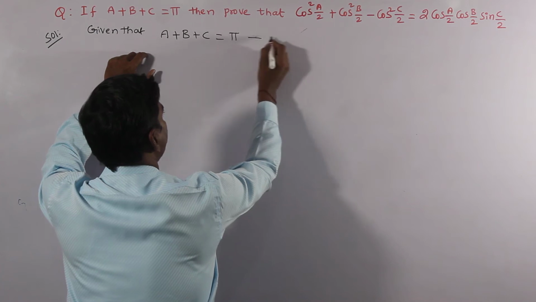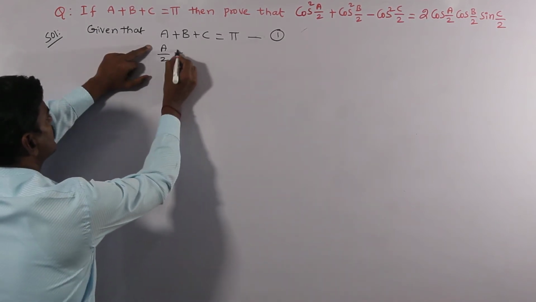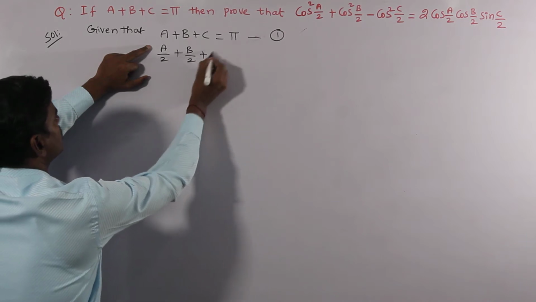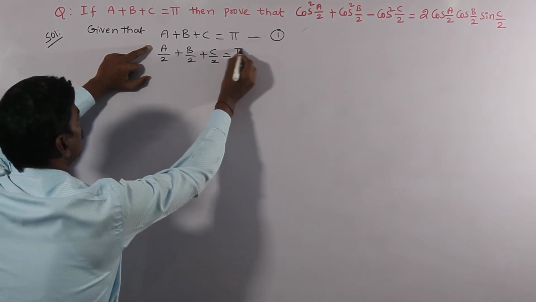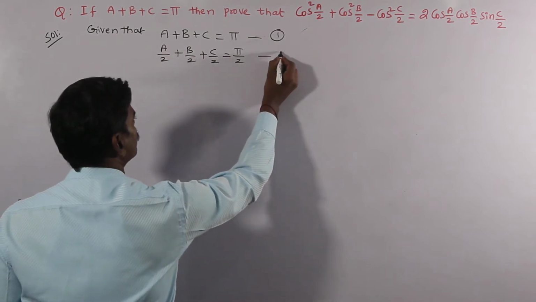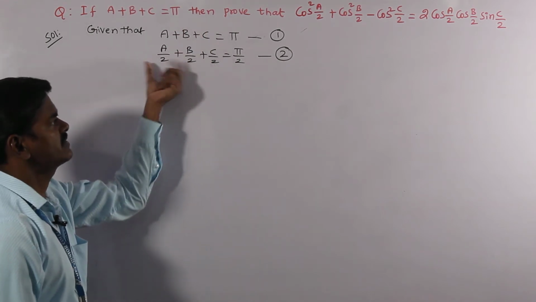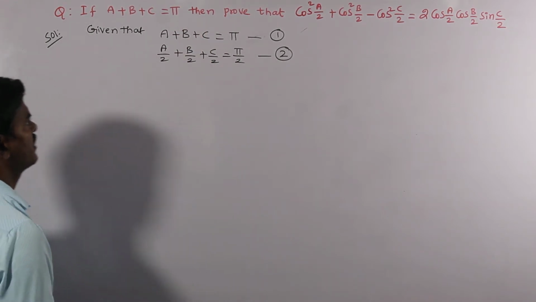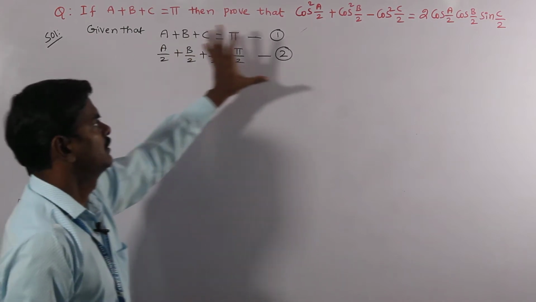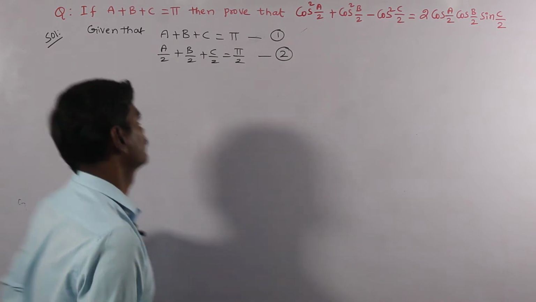So, by using the division concept, let it be equation 1 now. A by 2 plus B by 2 plus C by 2 equals pi by 2. Dividing each and every term by 2 gives you the required relation. Let it be equation number 2. So these two equations can be used in the further simplification process, and by simplifying the LHS expression, we can prove the RHS.